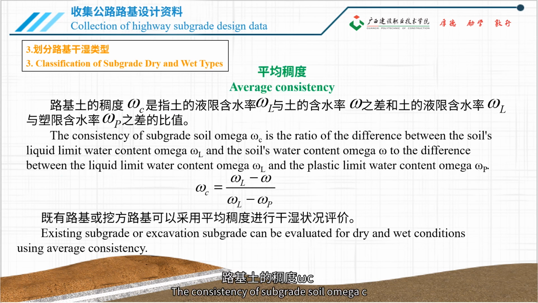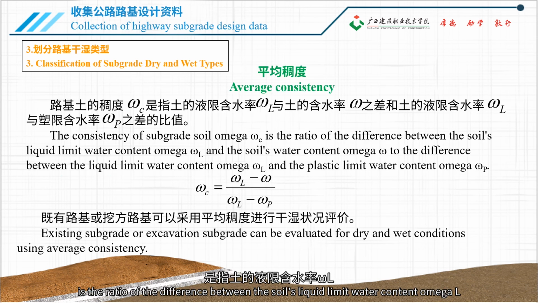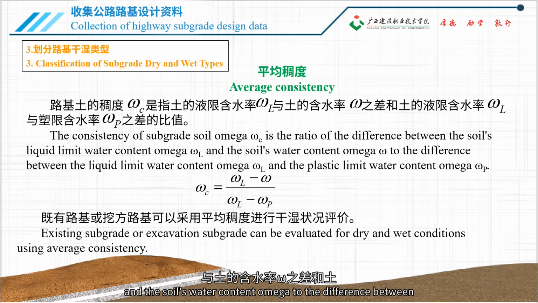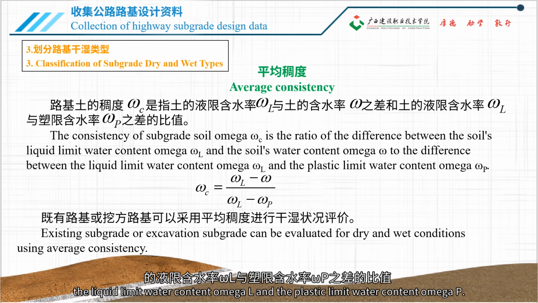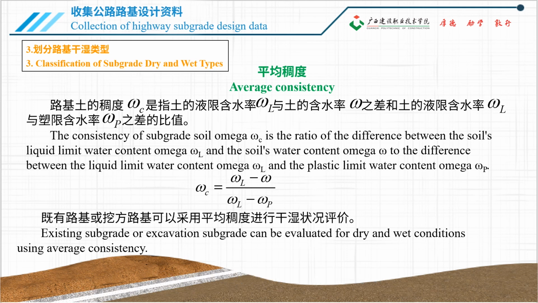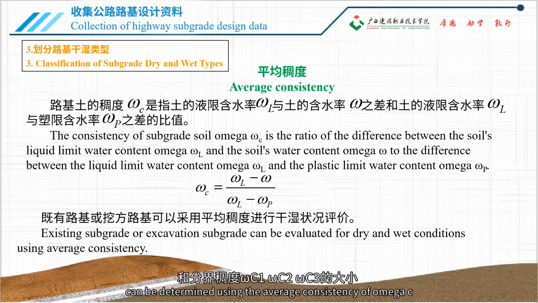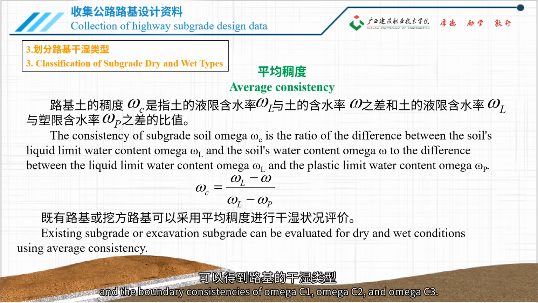The consistency of subgrade soil, ωC, is the ratio of the distance between the soil's liquid limit water content, ωL, and the soil's water content, ω, to the difference between the liquid limit water content, ωL, and the plastic limit water content, ωP. The dry and wet types of the subgrade can be determined using the average consistency ωC and the boundary consistencies ωC1, ωC2, and ωC3.